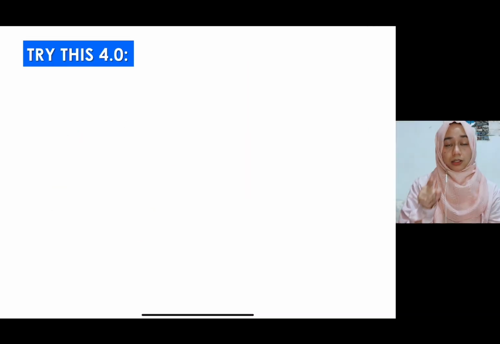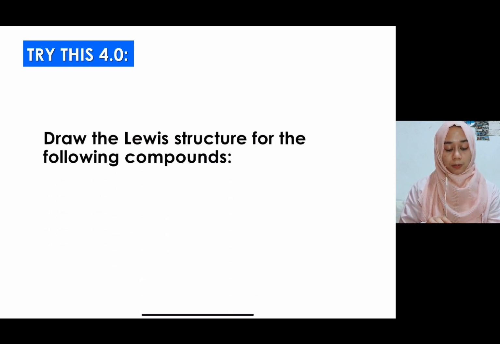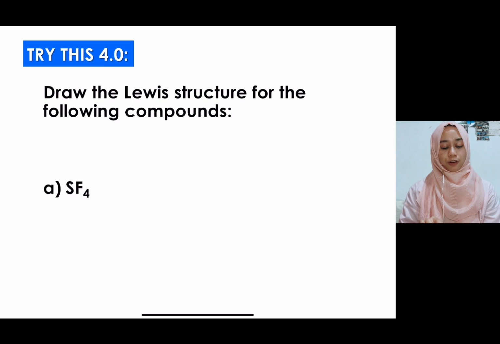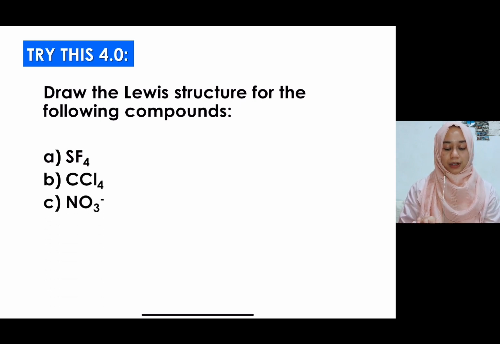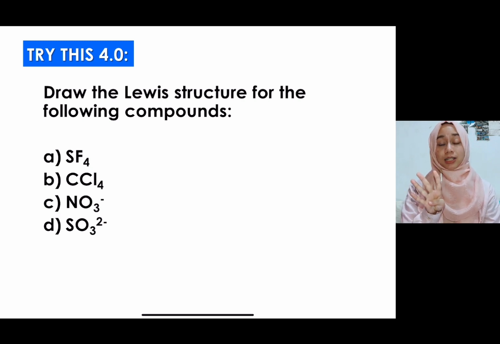So it's your turn to try on your own. So try this 4.0. So draw the Lewis structure for the following compound. So ada 4 dekat sini. So Miss nak kamu try semua. Okay. So based on apa yang kita baru belajar tadi, ada 4 steps. So tolong follow semua. So itu untuk kita punya Lewis structure.